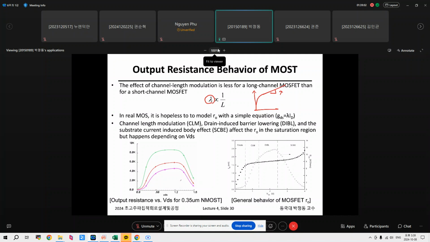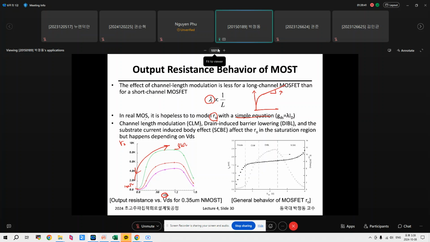As can be seen here, this is RO, depending on the drain source voltage. RO ranges from, let's say, 100 ohm to 8 kilo ohm, which is really very different, depending on VDS. So it is hopeless to model RO with a simplification. There are several secondary effects involved.